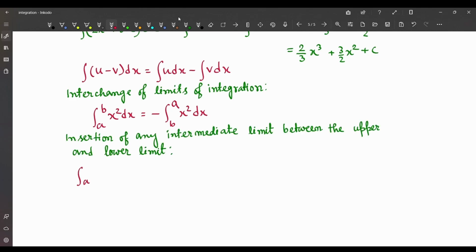Suppose the integration from a to b of x square dx, we can write it as the integration from a to c of x square dx plus the integration from c to b of x square dx. I think you got the idea of how to use integral calculus. The next part of my video is the application of integral calculus.